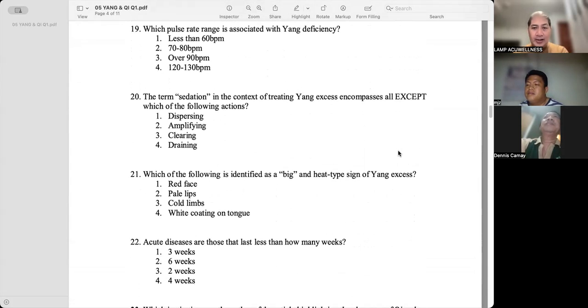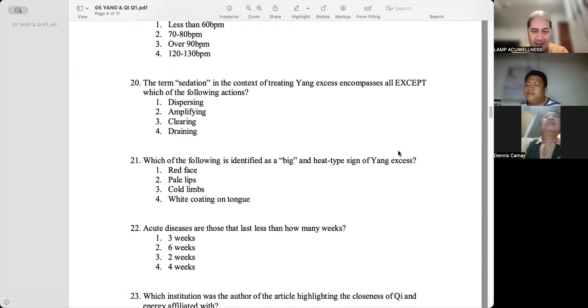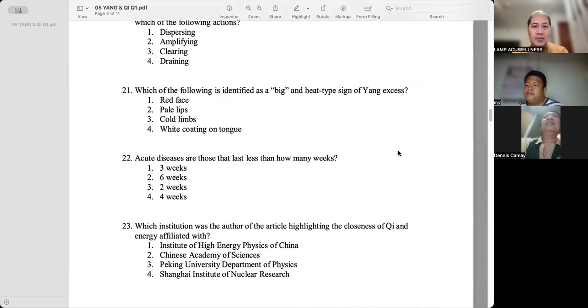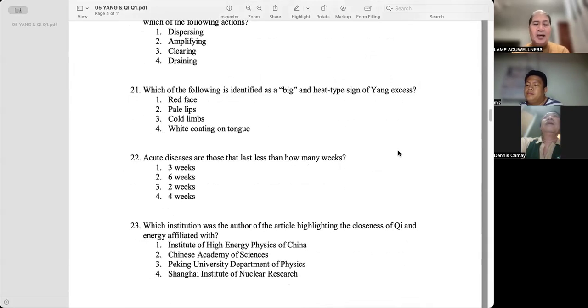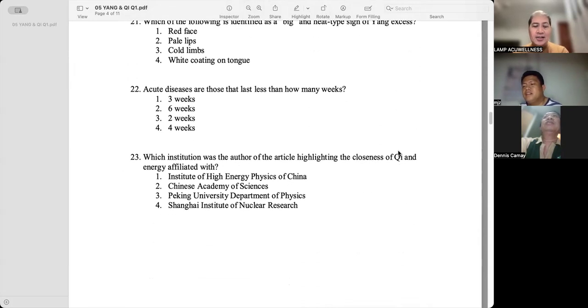The term sedation in the context of treating yang excess encompasses all except which of the following actions? Amplifying. Which of the following is identified as a big and heat type sign of yang excess? Red face. Acute diseases are those that last less than how many weeks? 3 weeks.